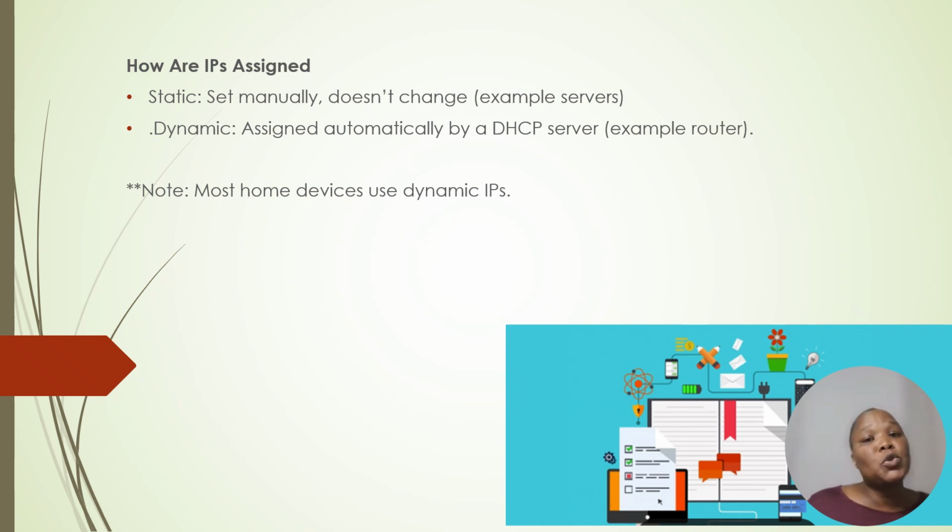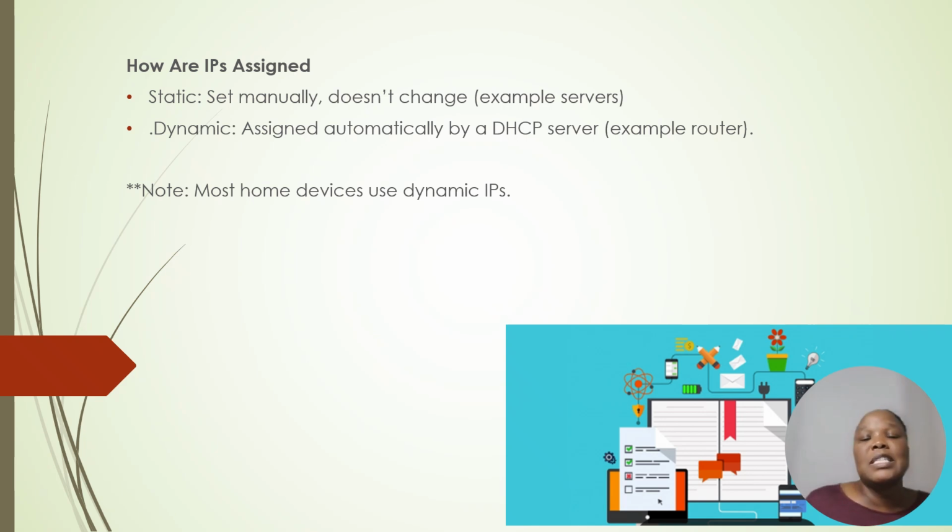There are two main ways to give devices IP addresses. We have the static IP, which is manually assigned and stays the same, and it is used for servers or printers that always need a fixed address. But the dynamic IP is automatically assigned by something called a DHCP server, like our home router. This can change over time, and it is perfect for everyday devices like phones and laptops.